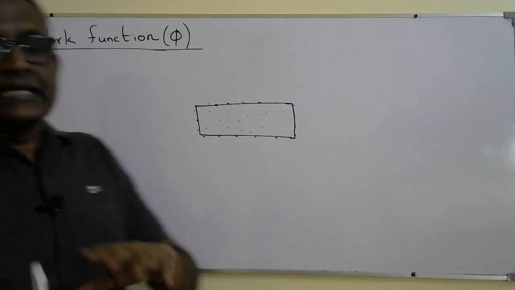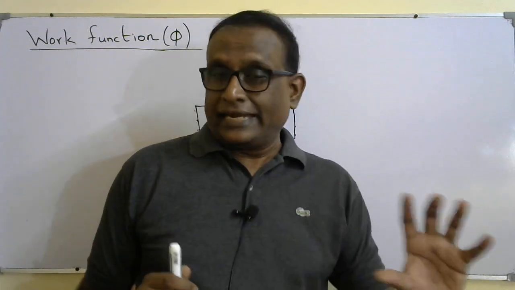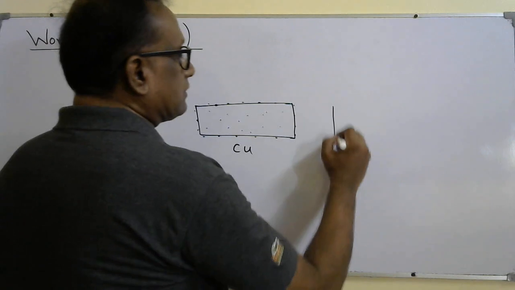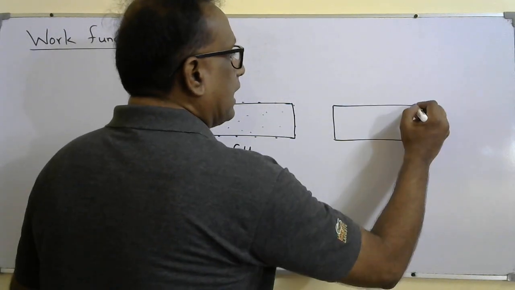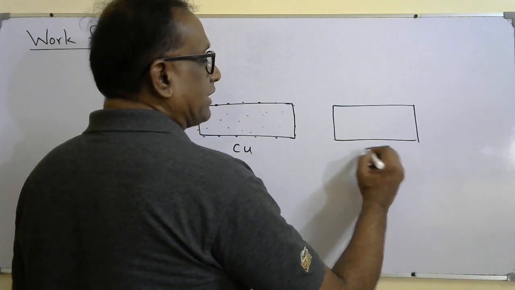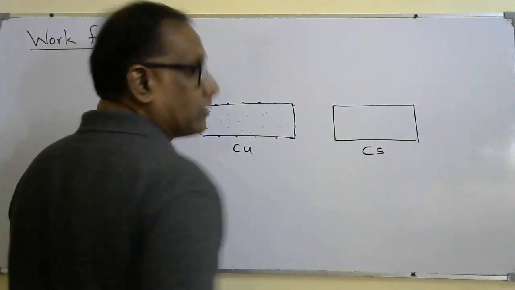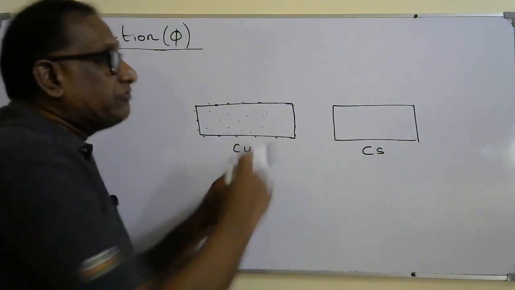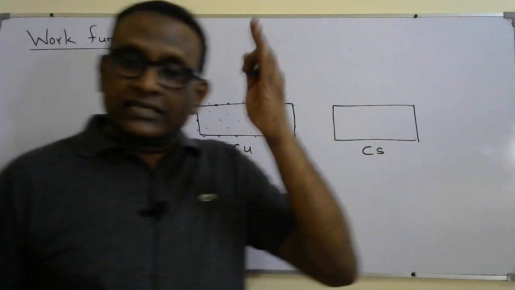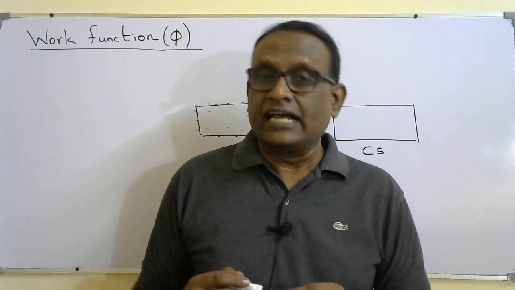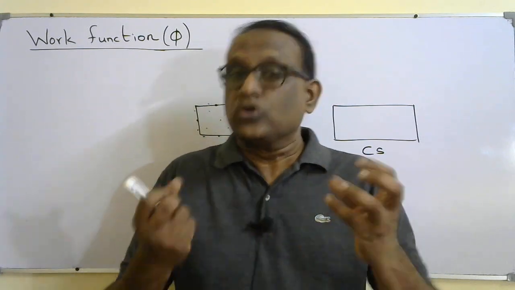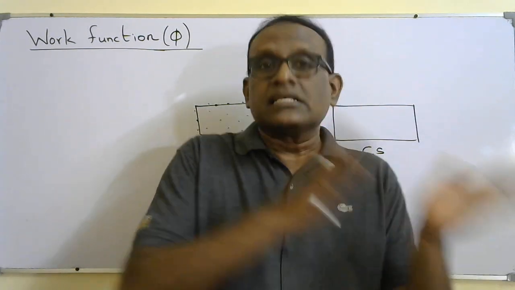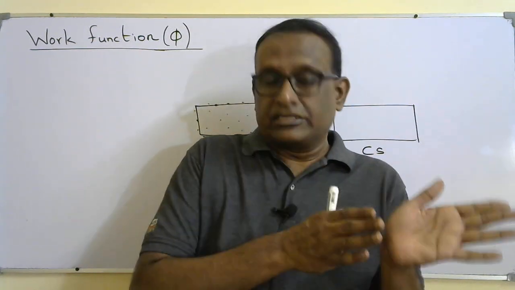But when we consider different types of metals, say for example copper, cesium, or sodium, whatever it is, for them the work function will be different, because different types of metals have different atomic arrangements, and the structure of the nucleus is different. Therefore, different types of metals will have different work functions.